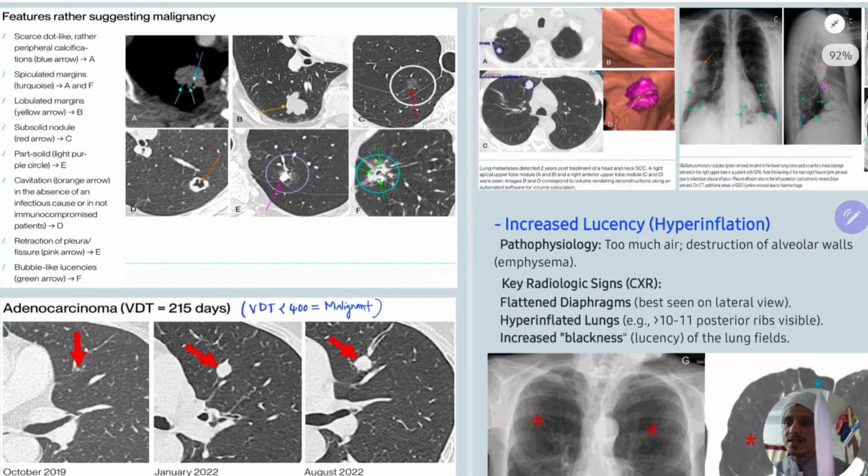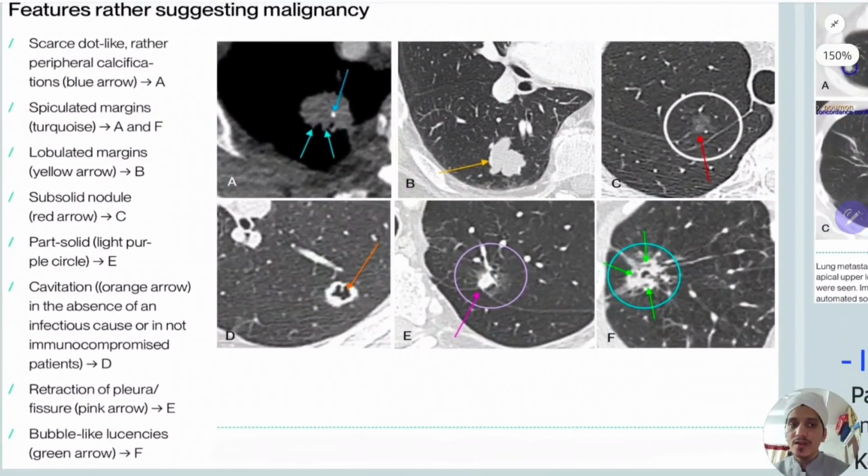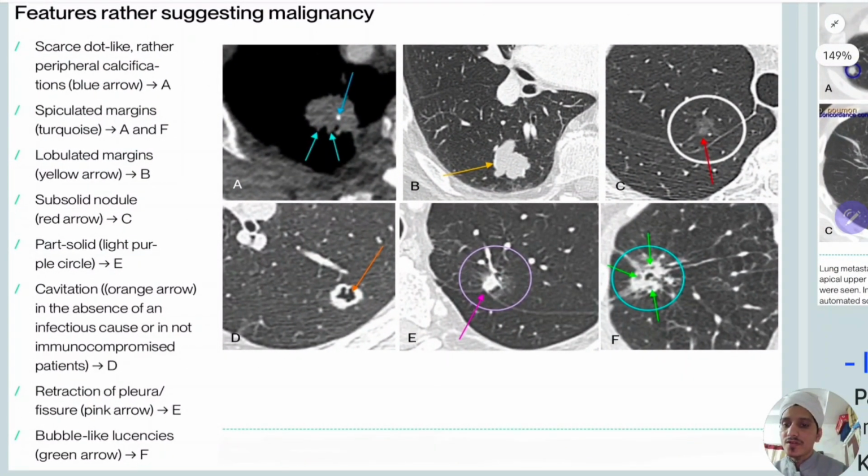Now we will see malignant nodule in CT scan. So what are the features? Scars, dot-like, or rather peripheral calcifications. Okay, you can see here it is dot-like. Spiculated margins, spiculated or irregular margins.